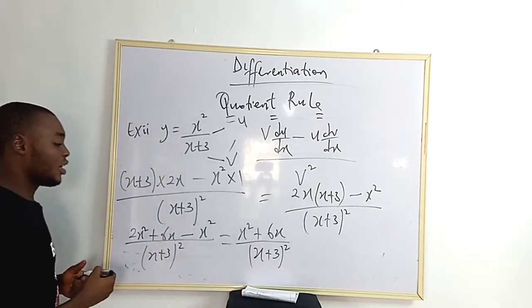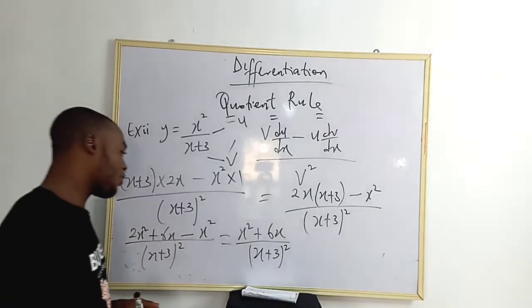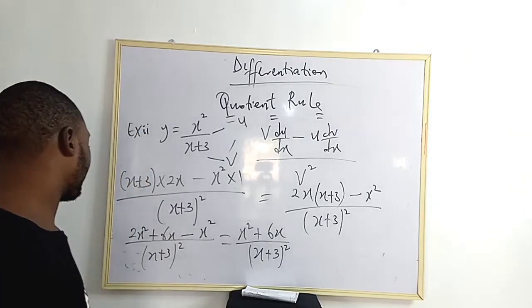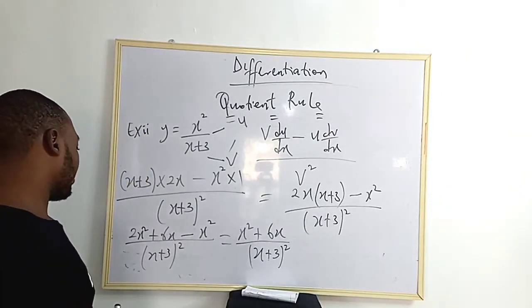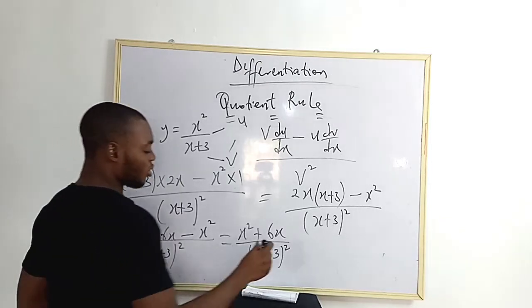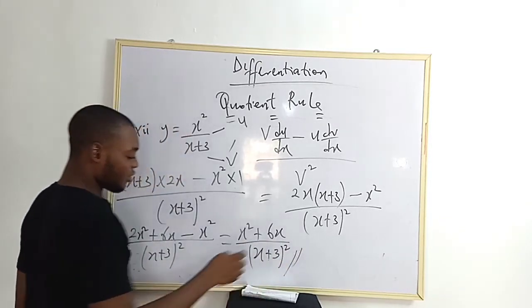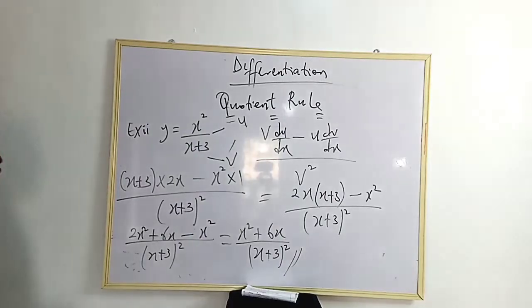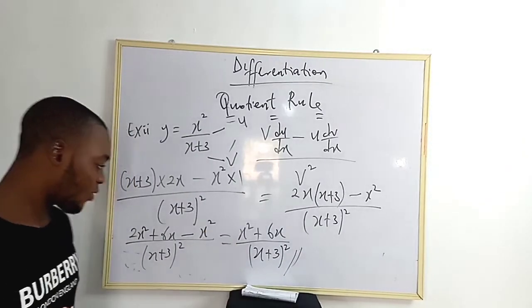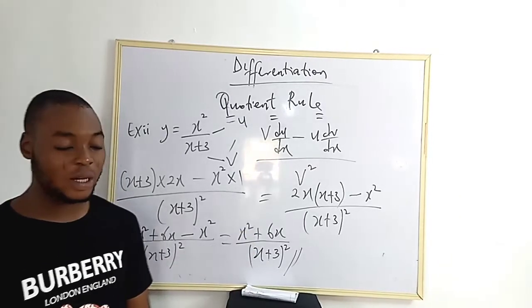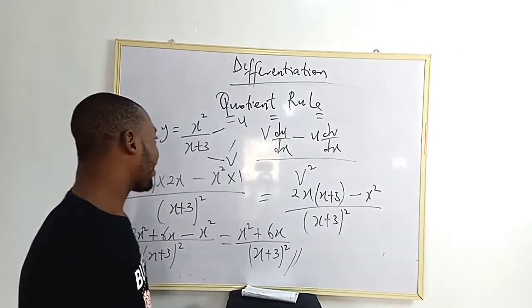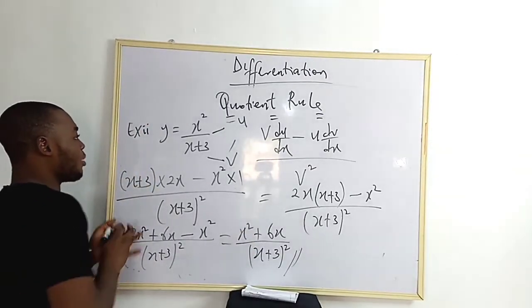So that is that. I thought there was something we could do, but there's nothing we can do about it, so we leave it like this. You can leave it like that, or if you like, expand the denominator. So that's another example.